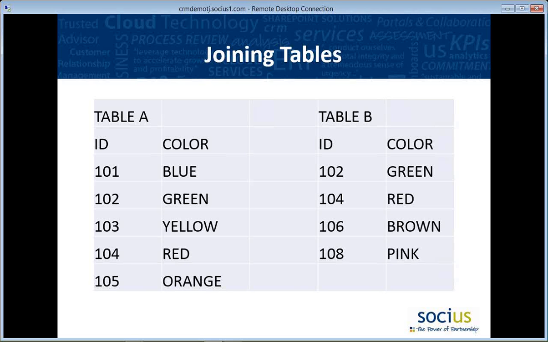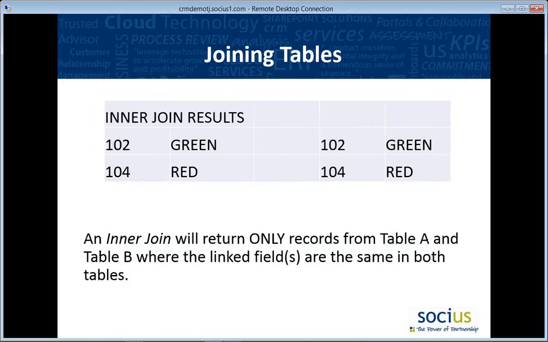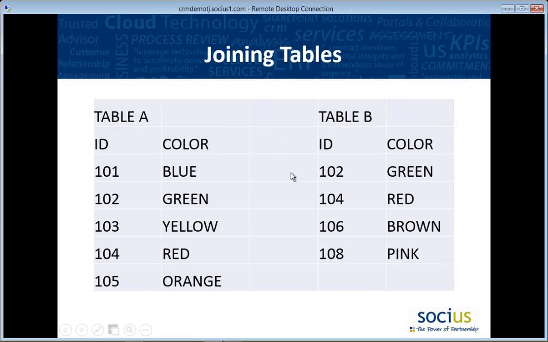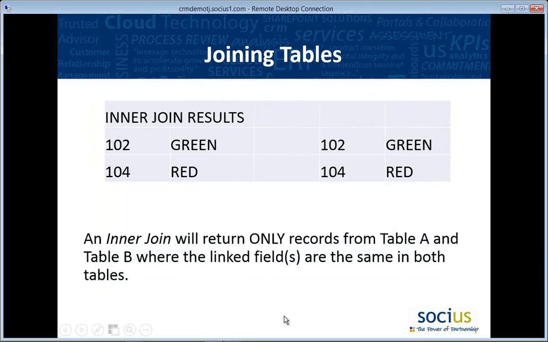So here are my two tables that I'm working with. An inner join will return only the records from Table A and Table B where they're both the same. If we look back here, they both have a green and they both have a red, and those are the only ones they have in common. So an inner join will only return the records that both tables have in common.